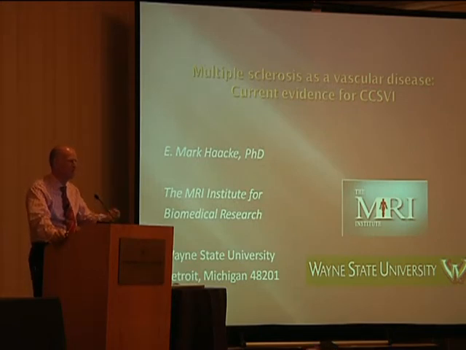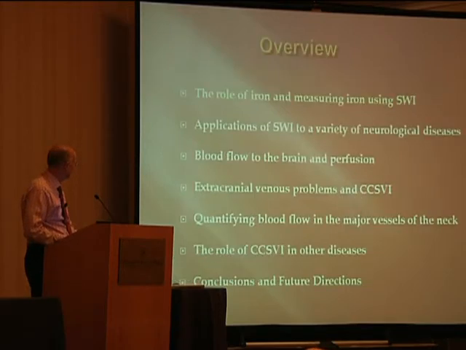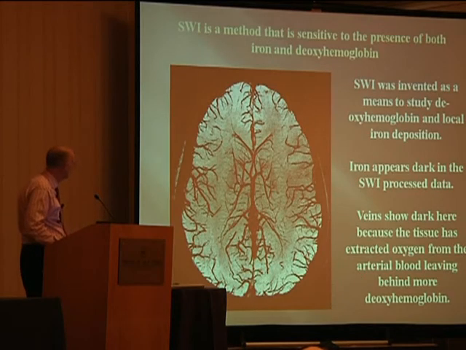David, I'm not sure if you're going to be posting these somewhere, but you're welcome to have a copy of my slides. That way, if people want to go back and look at some of the things in more detail later, they can. So what I'm going to talk about generally is the role of iron, the applications of SWI to a number of neurological diseases, the role of blood flow to the brain, perfusion in MS, extracranial venous problems in CCSVI, quantifying blood flow, the role of CCSVI in other diseases, and then conclusions and future directions.